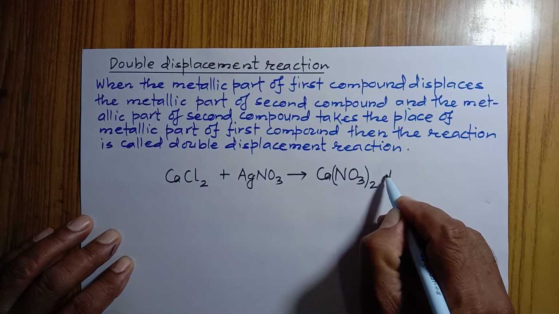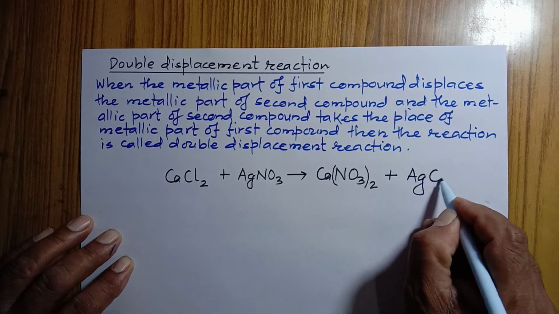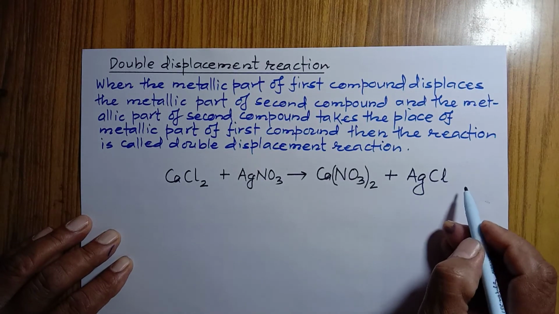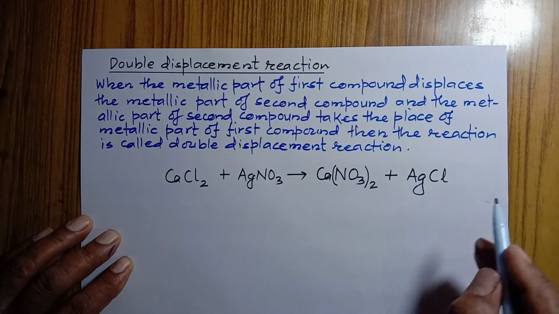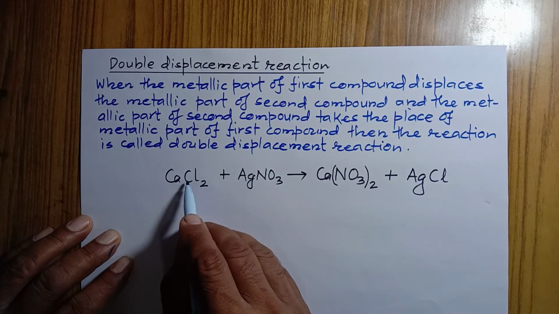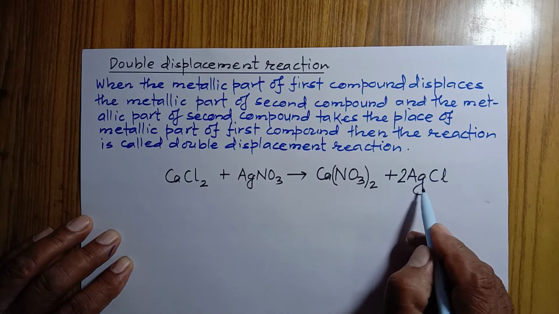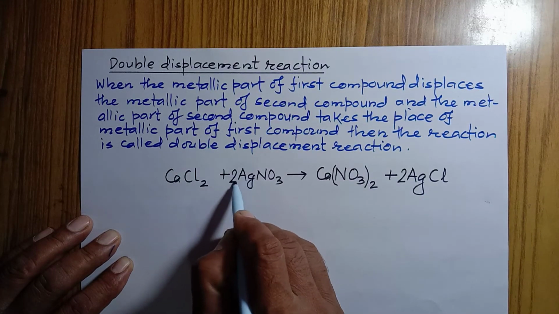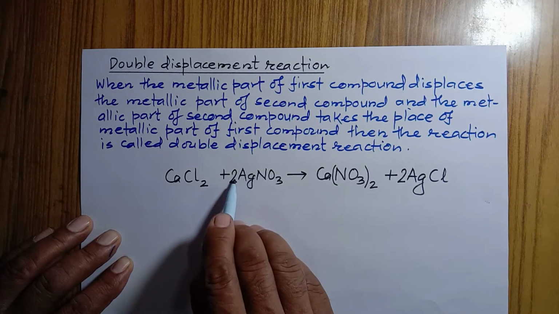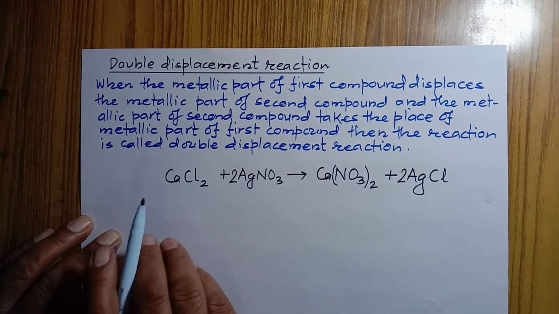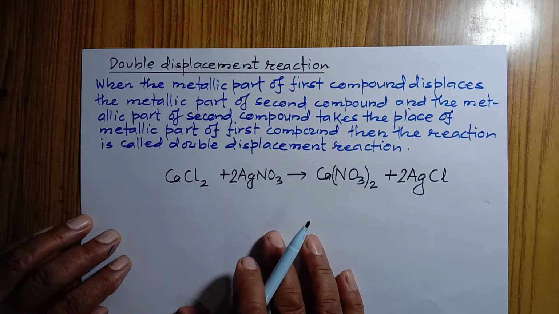That's why plus another compound will be AgCl, silver chloride. Now both of them have valency 1. That's why no exchange. Now chlorine 1, chlorine 2. That's why I want to take 2 here. Chlorine is balanced. Silver 2, silver 1. That's why I want to take 2 here. It is also balanced now. Nitrate 2, nitrate 2. Okay, calcium 1, calcium 1. This is one example of double displacement reaction.